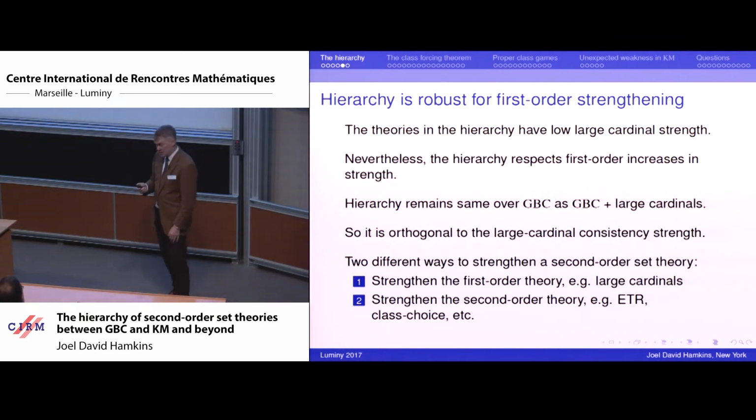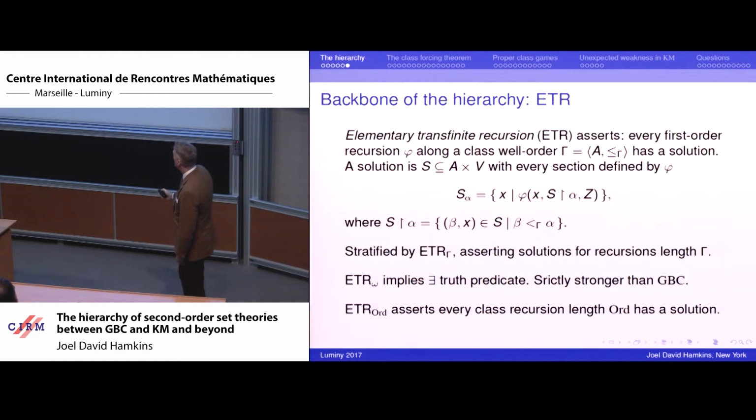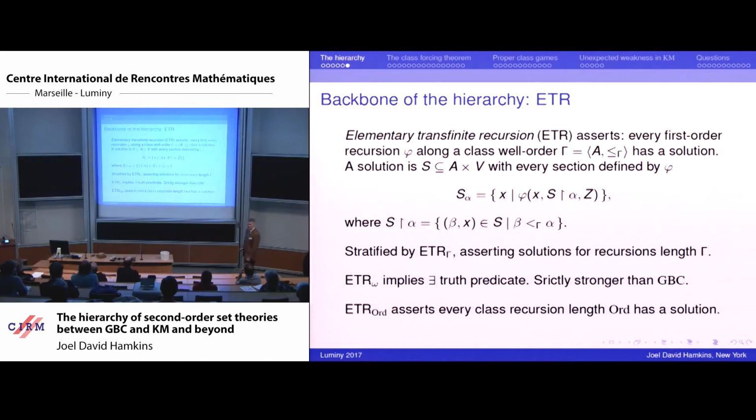So there are basically 2 ways to make your theory stronger. You can strengthen the first-order part by adding, say, large cardinal axioms to the theory, or you can strengthen the second-order part in the manner of the hierarchy that I'm describing. So this is a different kind of hierarchy of strength than the usual large cardinal consistency strength hierarchy. Okay, there's this backbone to the hierarchy that I mentioned, the ETR assertions. So let me just explain what that is.